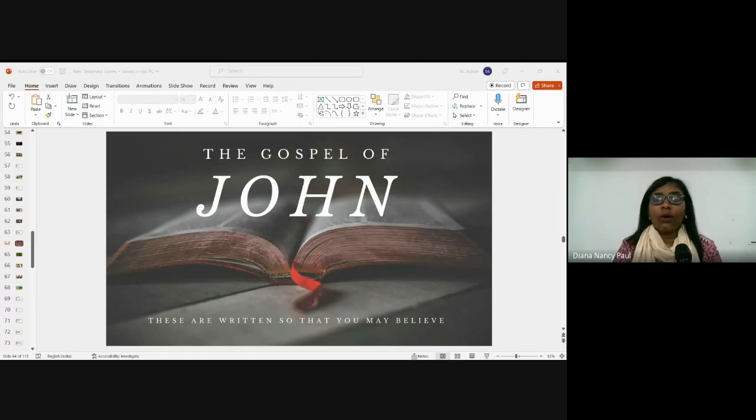The Gospel according to John is the fourth of the four New Testament Gospels, and John is the only Gospel that's not included under the Synoptic Gospels. The first three Gospels focus more on what Jesus taught and did, and the Gospel of John focuses on who Jesus is. It focuses more on the deity of Jesus.